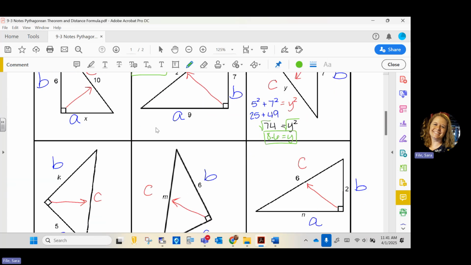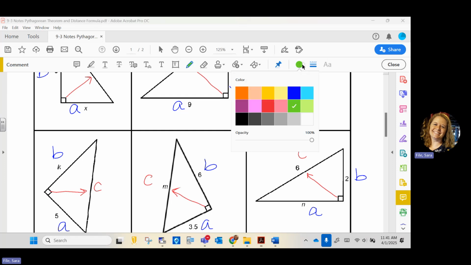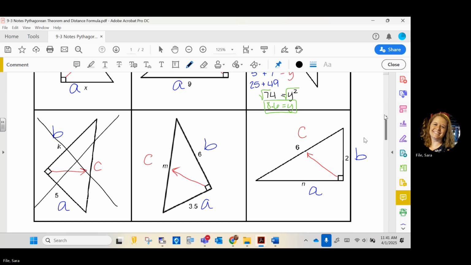Actually, this next one is missing a label. C is not labeled and K is missing. We can't do Pythagorean theorem unless we have 2 known sides. So instead of making up a side and doing it, we have enough examples. We'll just mark through this one. We can't use Pythagorean theorem with the information given, so we'll just move on.